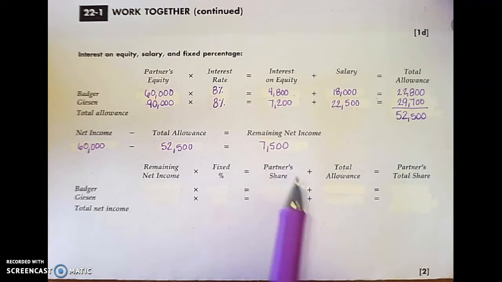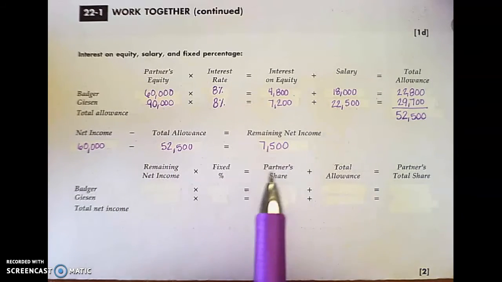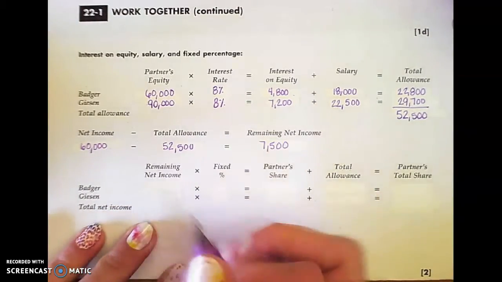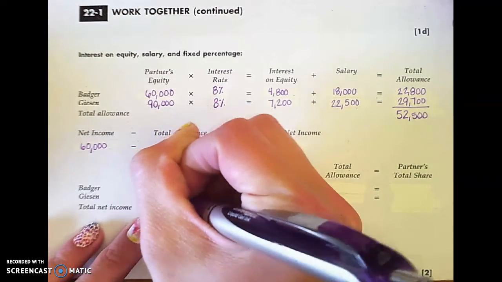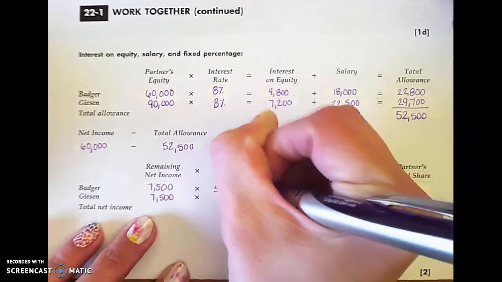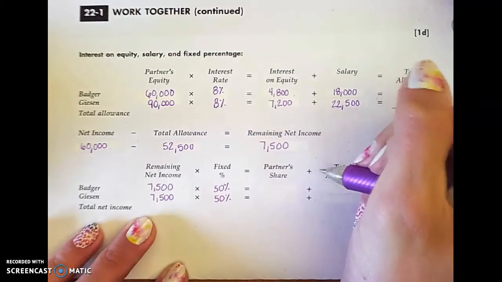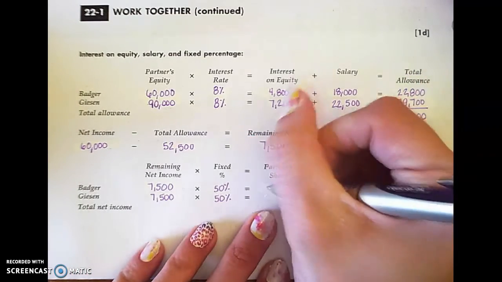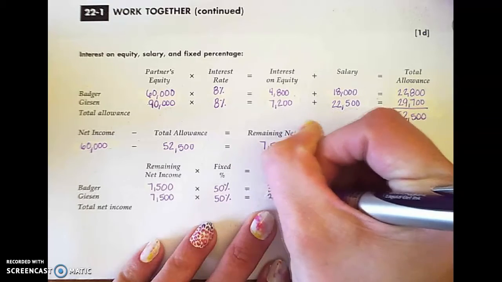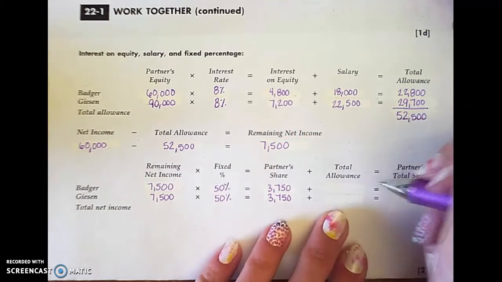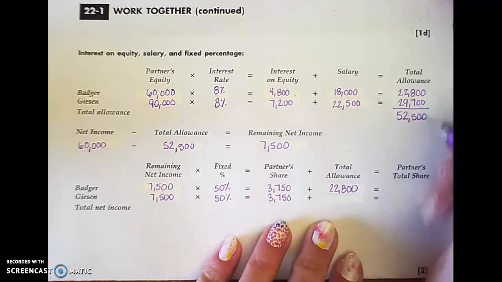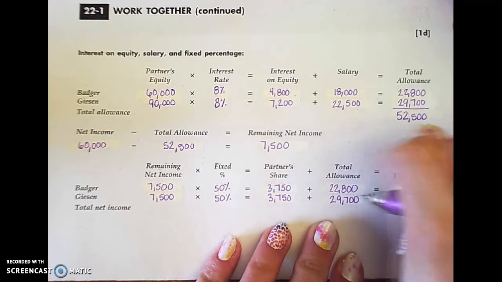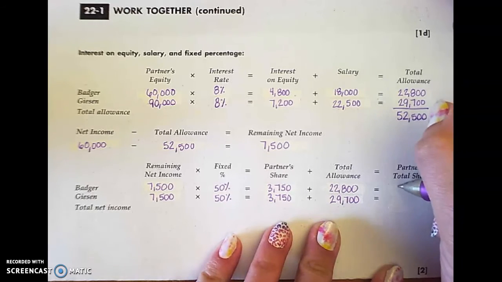So their salaries were a little bit different. They're each getting the same interest rate though, but you can see with the way we're going, Maxine is going to receive more. The remaining net income will go down here, $7,500. And since they are splitting that equally, their fixed percentage is 50%. So each partner's share will be $3,750 plus their total allowance from above. And then if we add those together, that will give us our partner's total share.